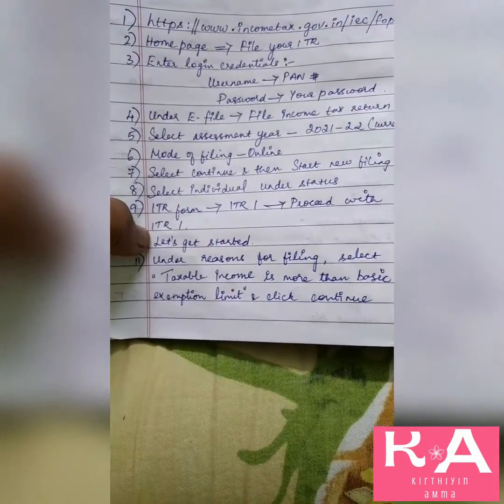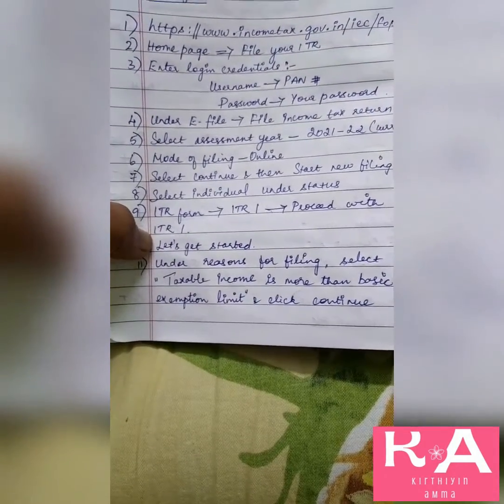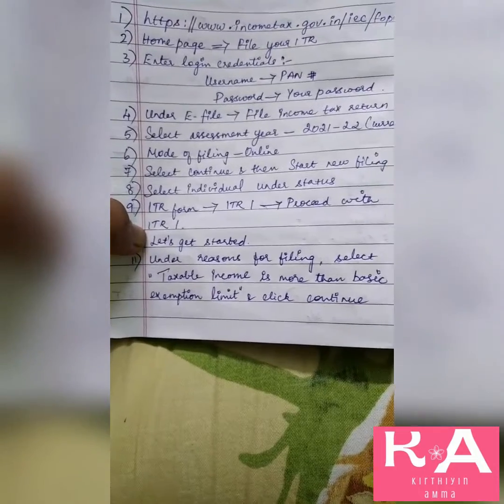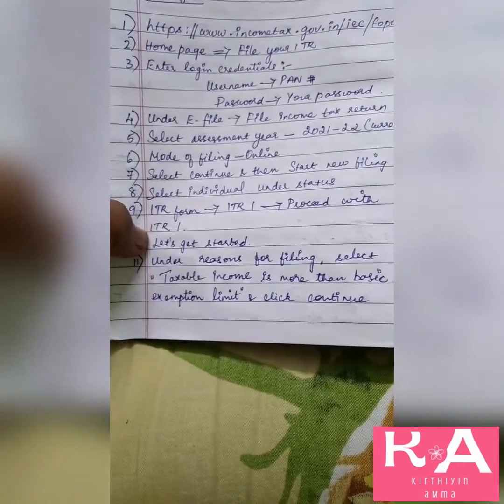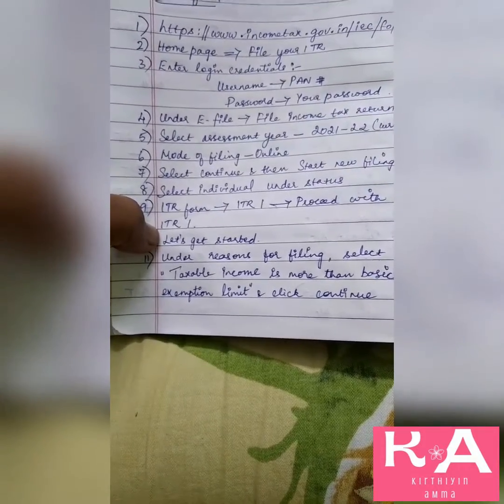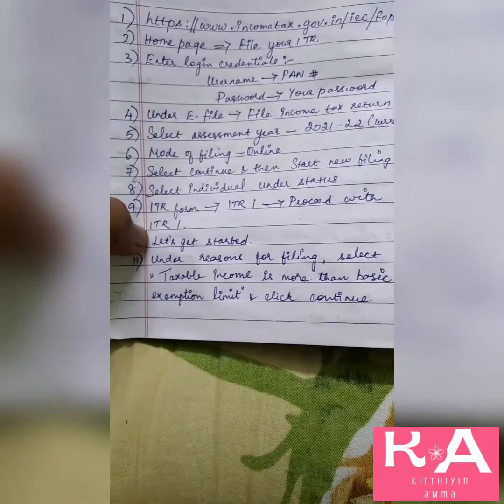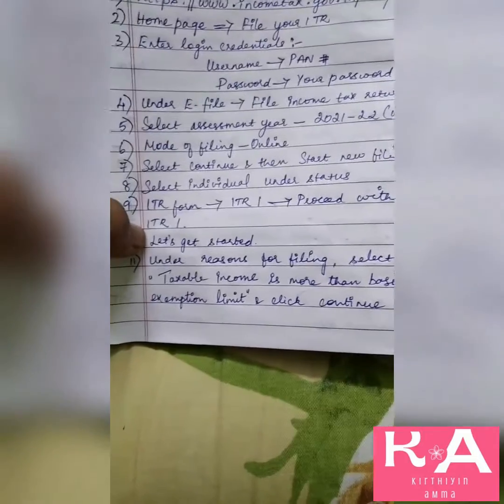Under reasons for filing, select taxable income is more than basic exemption limit and click continue, if your taxable income is more than the basic exemption limit.